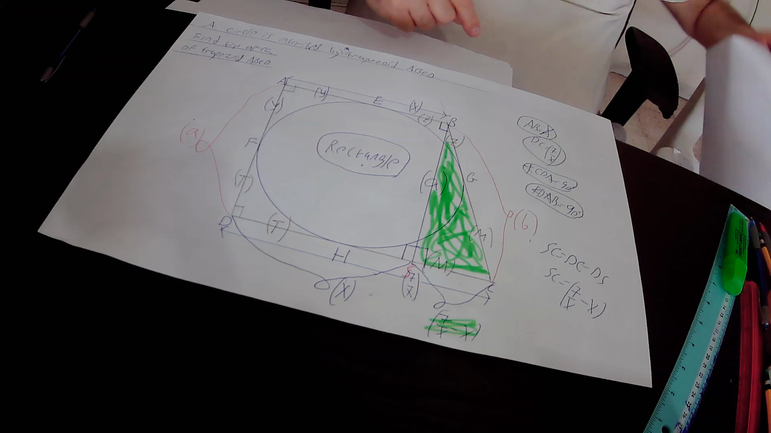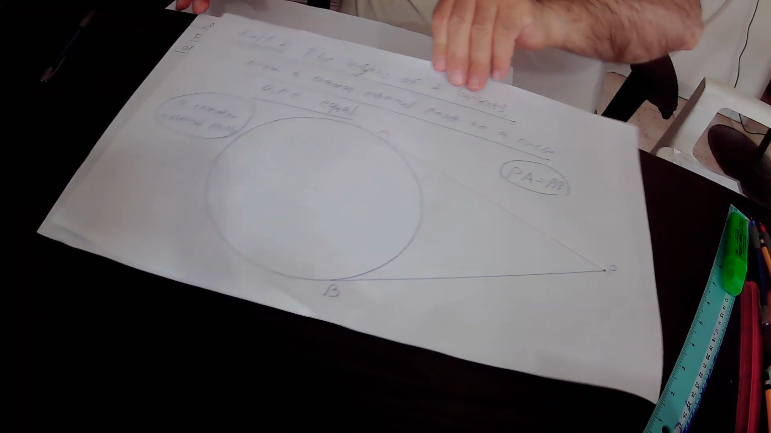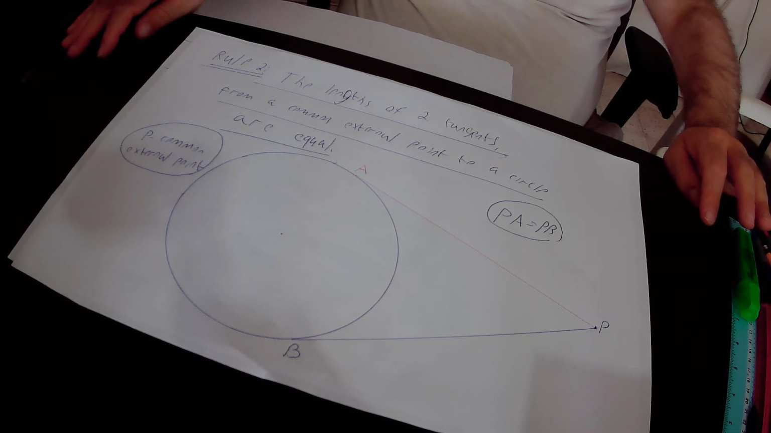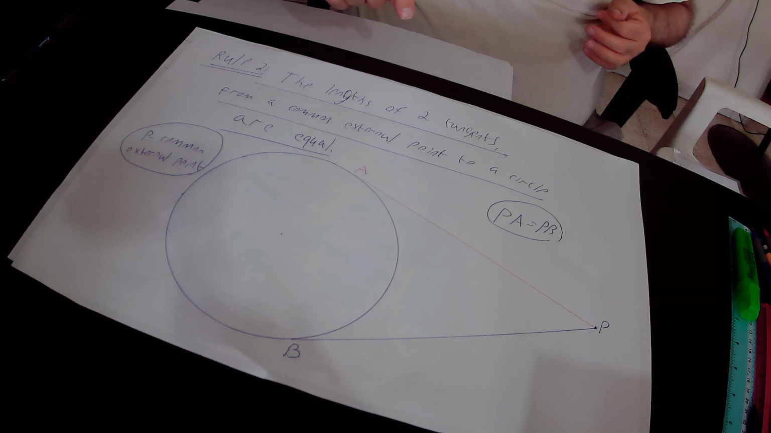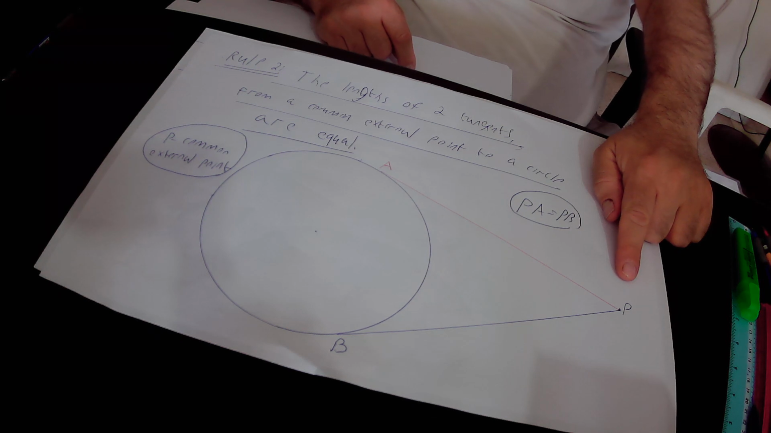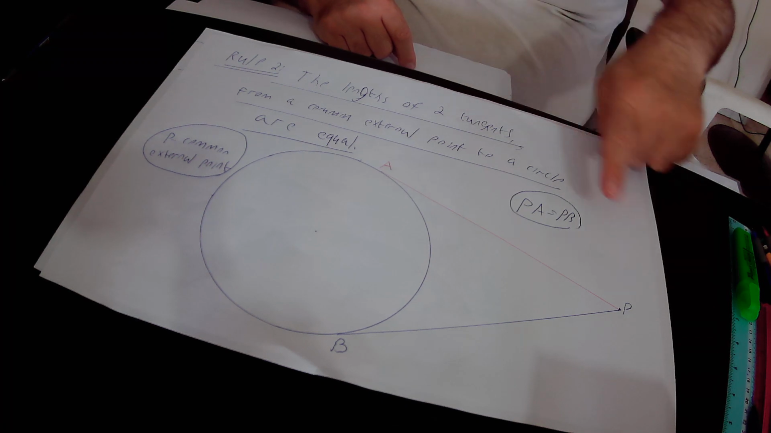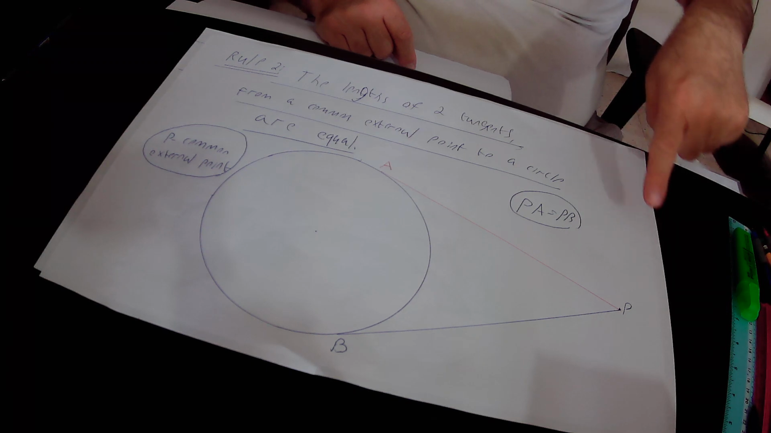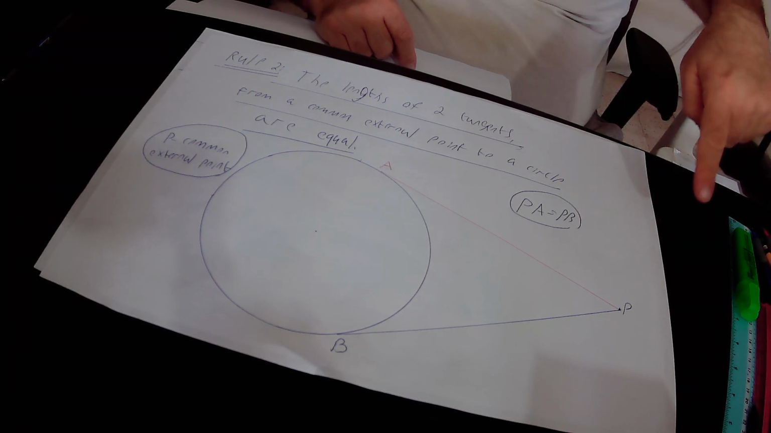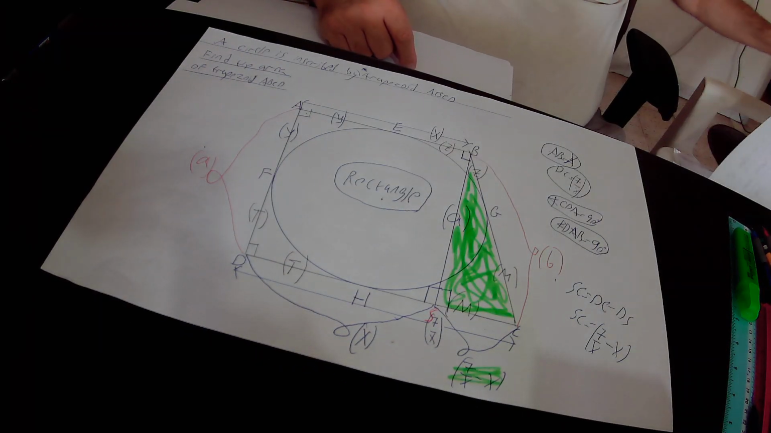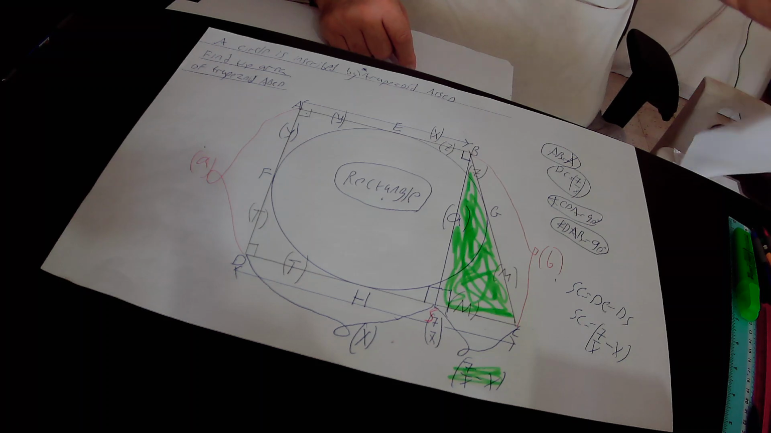According to rule 2, the lengths of two tangents from a common external point to a circle are equal. So in the drawing we have this circle and the common external point P. From this common external point P we have two tangents to this circle, the red tangent PA and the blue tangent PB. And according to rule 2 they are equal to each other. That is to say, PA equals PB. We can definitely implement rule 2 in our drawing.